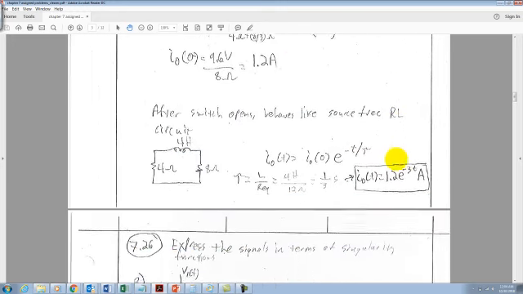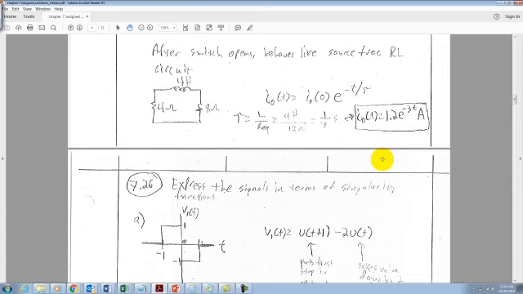Now, after the switch opens, the circuit behaves like a source-free RL circuit. And so in this case, we can model this by the equation i₀(t) equals the initial current times e to the negative t over tau.